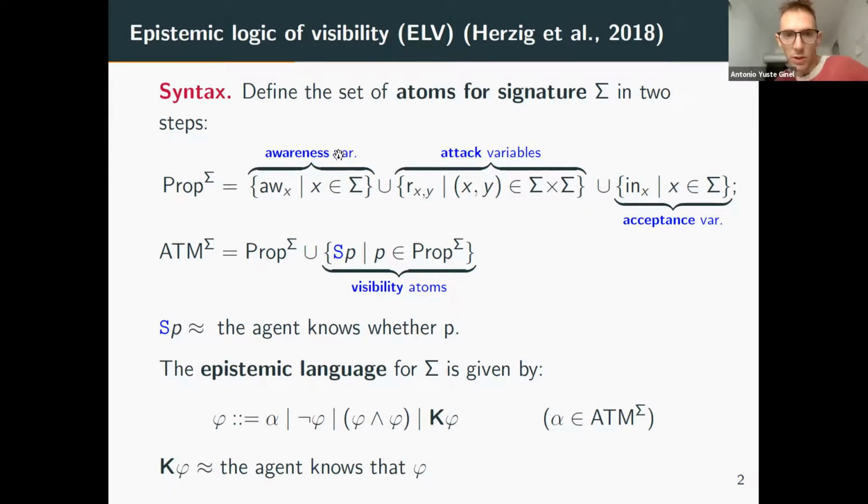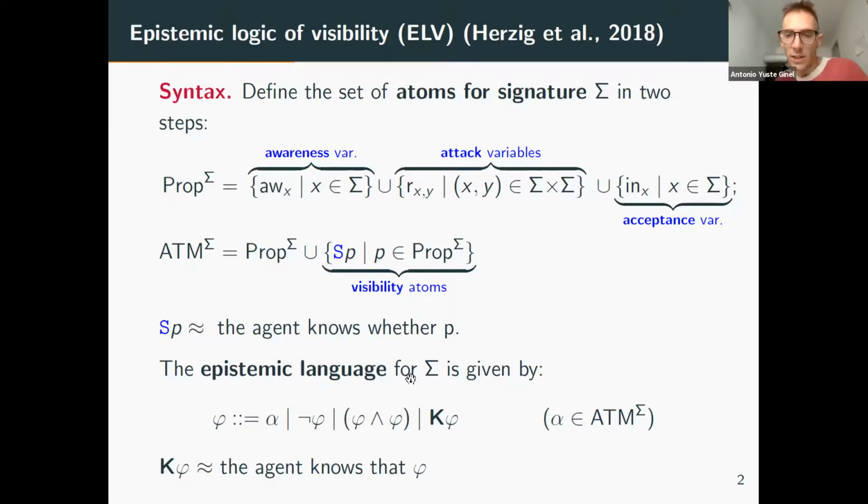So we have these awareness variables that will be used to describe the set of arguments of each completion, and these attack variables which are used to define the attack relation of each completion. And on top of propositional variables, we have the set of atoms of the logic, which are either propositional variables or visibility atoms. But differently from the logic introduced by Frederick in the previous talk, we don't allow, because we don't need them, nested visibility atoms. These visibility atoms can be read also as "the agent knows whether P is the case".